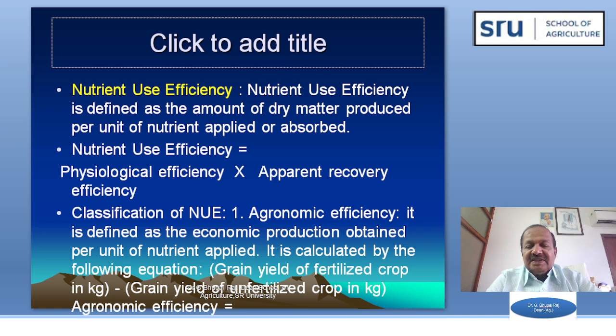The classification of nutrient use efficiency is agronomic efficiency and physiological efficiency, and so on. For example, agronomic efficiency is defined as the economic production obtained per unit of nutrient applied. It is calculated by the equation: grain yield of fertilized crop in kgs minus grain yield of unfertilized crop in kgs. That is called agronomic efficiency.